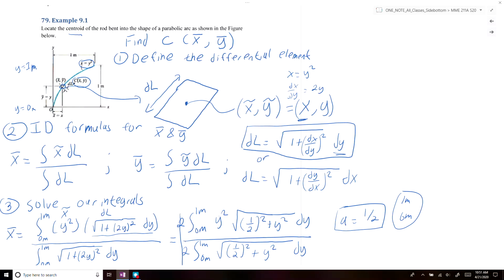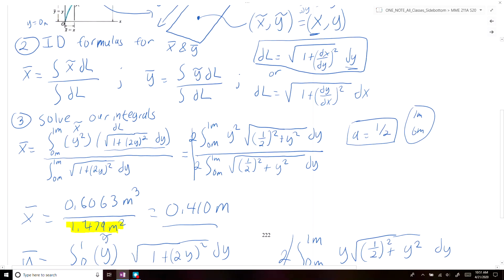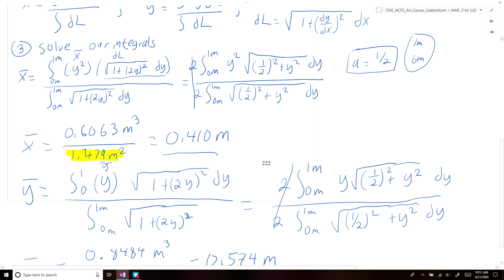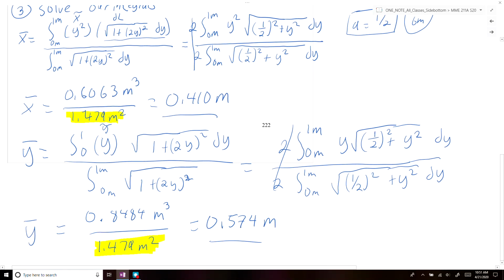Once we have those all defined, we would then just plug in our values for x bar. We would just plug in the values into our two equations, and we would just solve the integrals. So it's pretty simple. Once you have your elements defined, you just have to do the math. Okay? All right, and that concludes this example on how to calculate a line integral using the definition of a centroid.